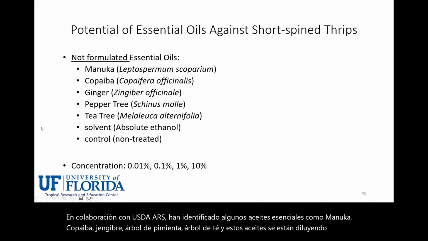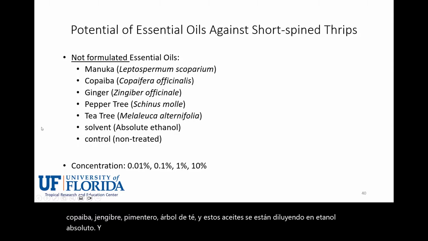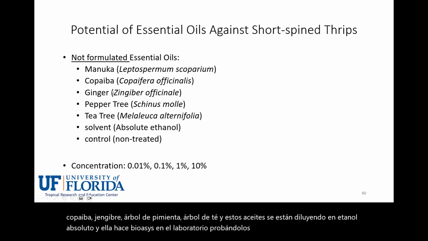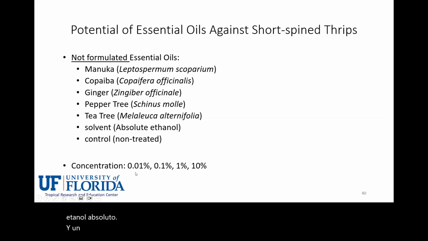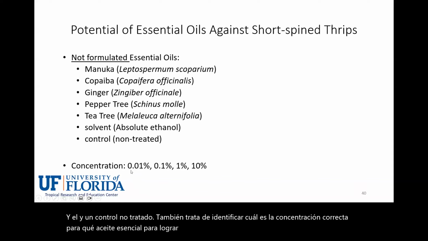And she does bioassays in the lab, testing them against thrips, using all these oils. And of course, as a control, she has two controls. She uses the absolute ethanol and a non-treated control. She also tries to identify which is the right concentration of each essential oil in order to achieve high mortality, and she tests for 0.01%, 0.1%, 1%, and 10%.